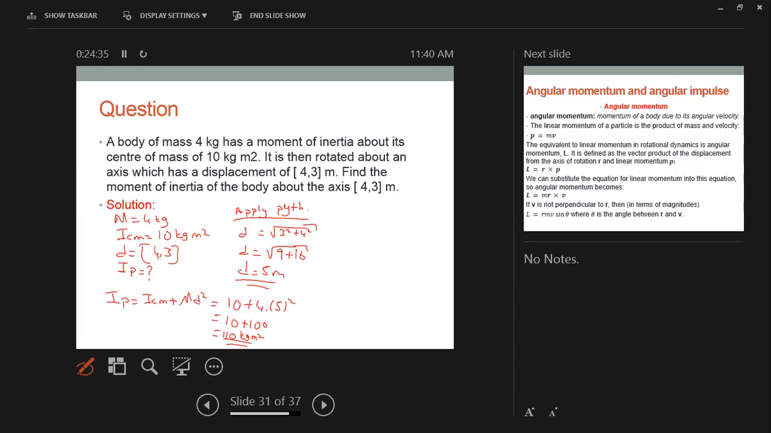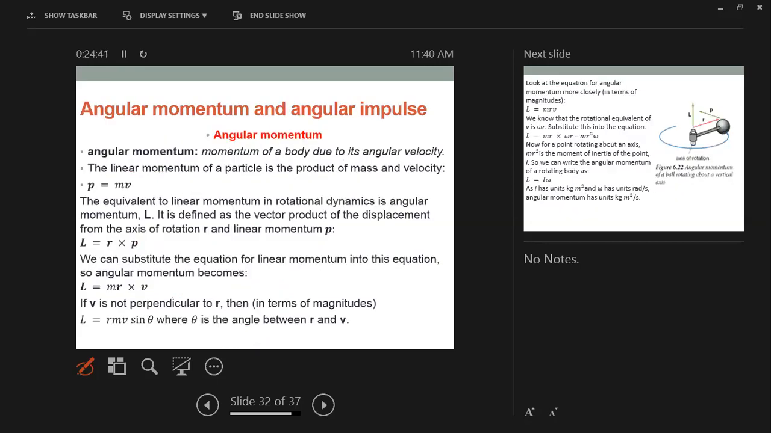Any questions? No. All right, let's move on then. So angular momentum and angular impulse. We have only 5 minutes, I think. We will continue, hopefully it won't stop. So angular momentum. Again, momentum was a product of mass and velocity. You guys remember? Mass and velocity.